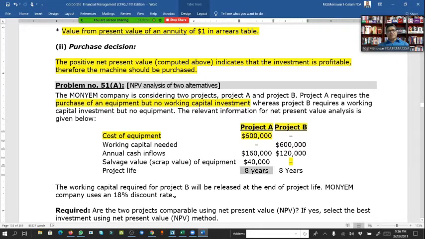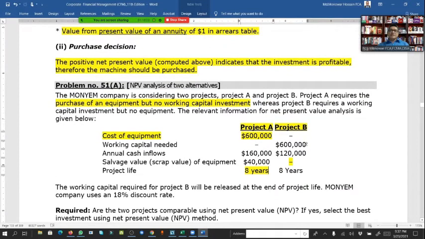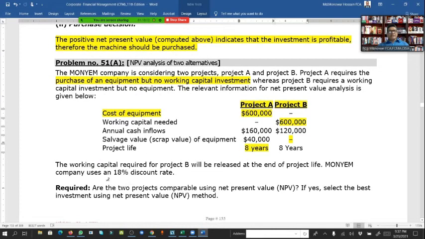The working capital required for project B would be released at the end of the project life. So this working capital of 6 lakh is released in year 8. This company uses an 18% discount rate.